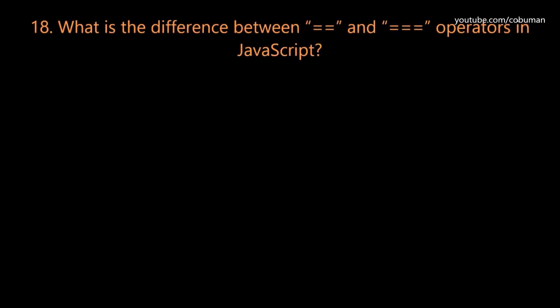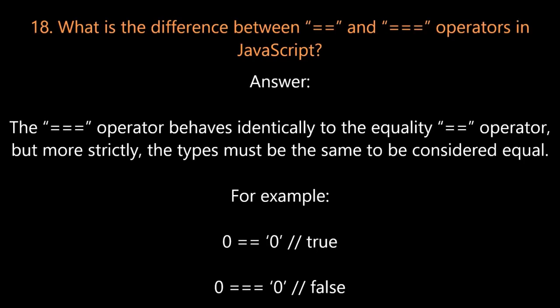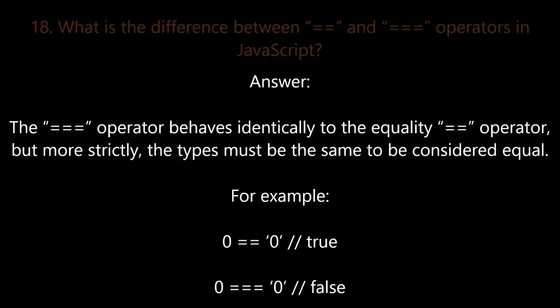Question number 18. What is the difference between the double equals and triple equals operators in JavaScript? The triple equals operator behaves identically to the double equals operator, but more strictly. The types must be the same to be considered equal.